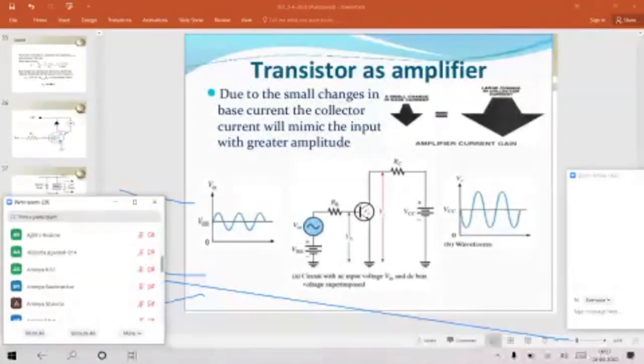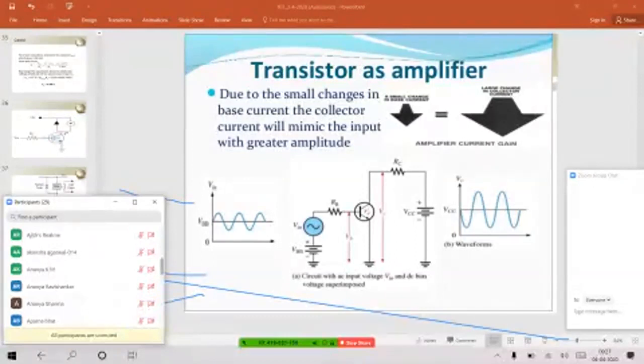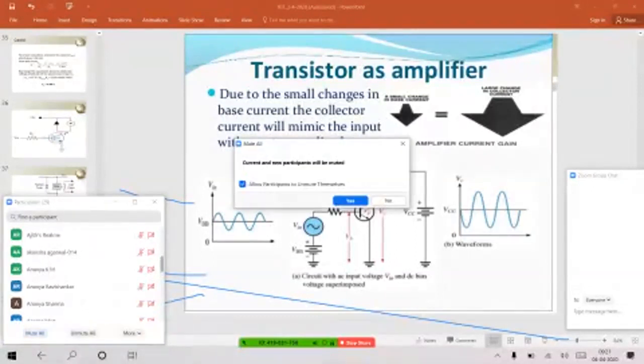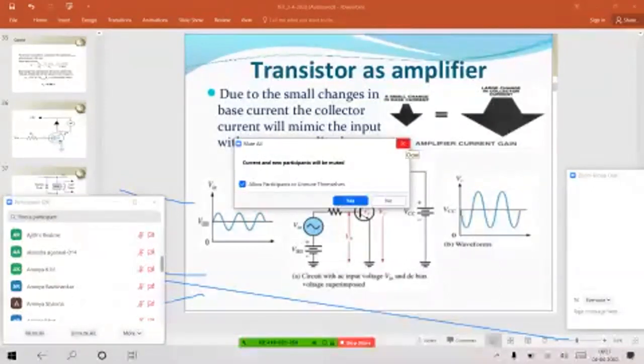To work it as a switch, where do you operate the transistor? In the cutoff region and saturation region. To operate it as a switch, we operate it in the cutoff region and saturation region. Cutoff is the off state, saturation is the on state. Switching is what? It is an on and off process. Turning on and turning off, we call it switching.